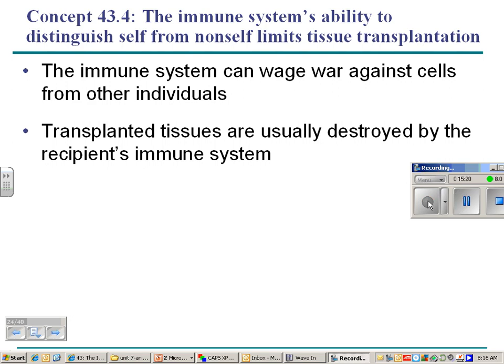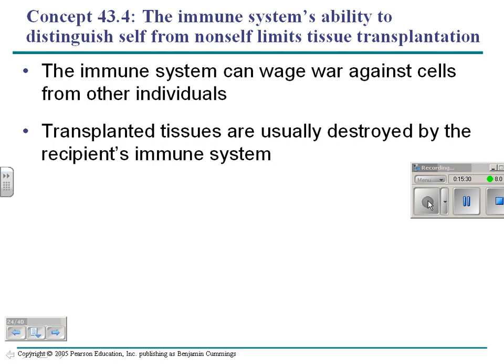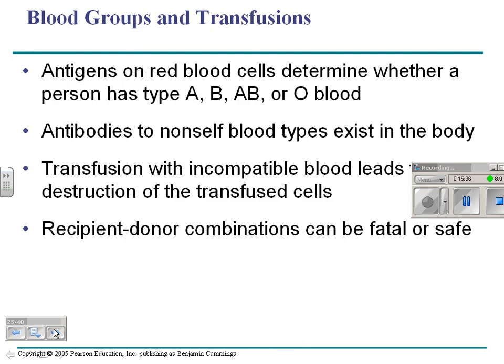So, one of the interesting things about your immune system is that because it can distinguish self from non-self, it's hard to transplant things. Okay? Transplanted tissues are normally destroyed by your immune system. Let's go look at blood group for an example.